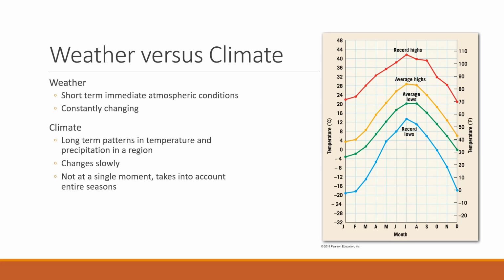Climate, however, is the more long-term patterns. So we are looking at temperature and precipitation over annual periods in a region. It will change much slower. So climate is not looking at a single moment, it's taking into account the entire season and the overall patterns. If we look at this image, we see for a given location the yearly record lows, record highs, and then the average lows and average highs. So these records are going to be an indication of weather. These are abnormalities basically, whereas the averages will show the typical pattern. So this is going to be more indicative of climate.